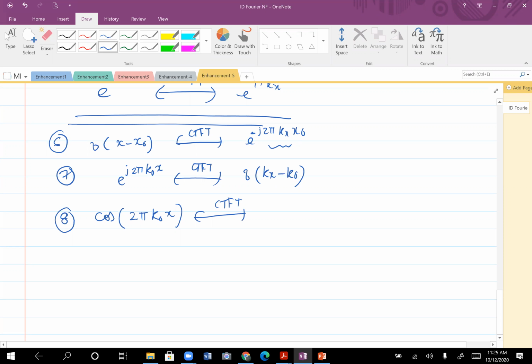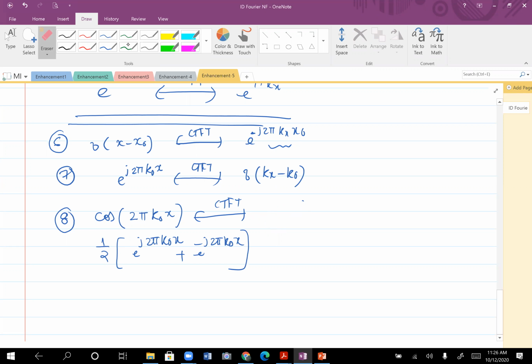How do you write cos now? As a sum of exponentials. So what would be the answer now? Complex exponentials. Half of e power j 2 pi k naught x plus e power minus j 2 pi k naught x. That's how you would be writing on this side.